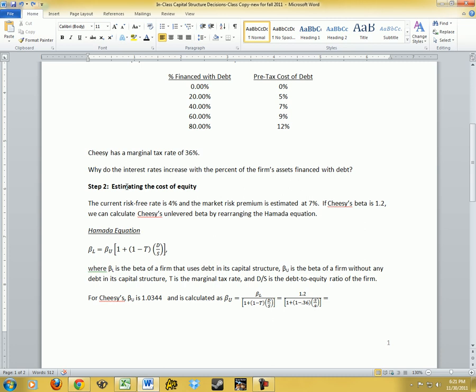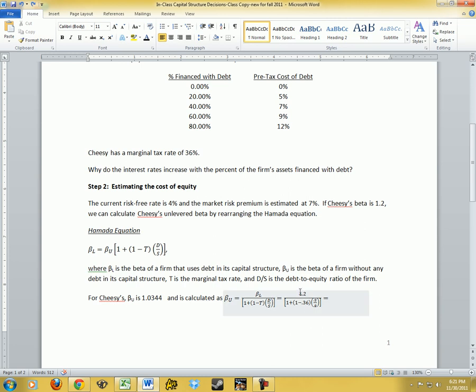The second step is estimating the cost of equity. We're going to use the CAPM model, although I'm not a fan of it. It's useful in this case because it directly integrates the cost of debt through the beta. As I mentioned in class, the first thing we want to do to calculate beta is calculate the unlevered beta. And I show how to do this below.